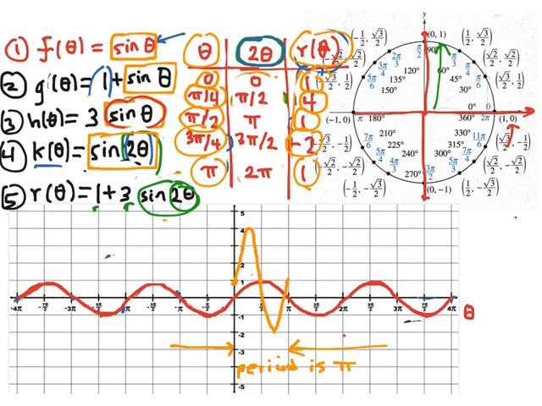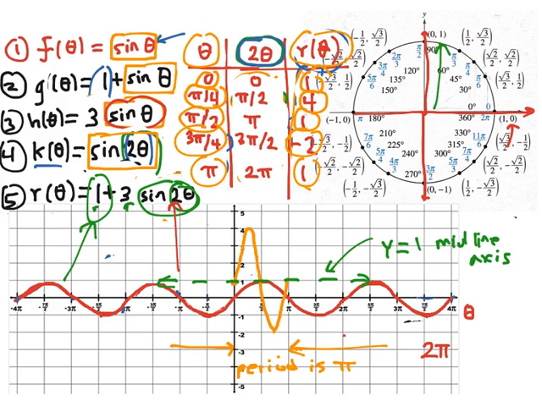You will also notice that the midline axis has moved. It has moved up by 1 unit. The midline axis now is the line y is equal to 1. That is the midline axis. And that's because of this 1 here, which caused a vertical translation upward from the graph of the parent function. Why is the period pi? Because of this 2 in the argument. So you take the period of the parent sine function and divide by the 2 that you see there, giving you pi for the period of the function for number 5.